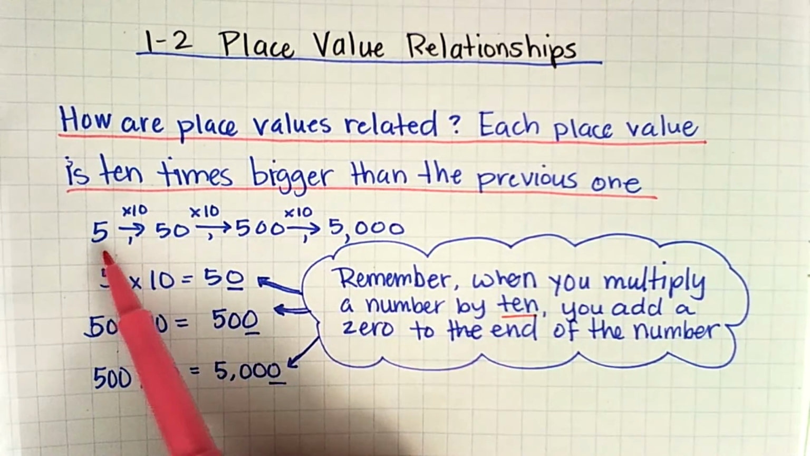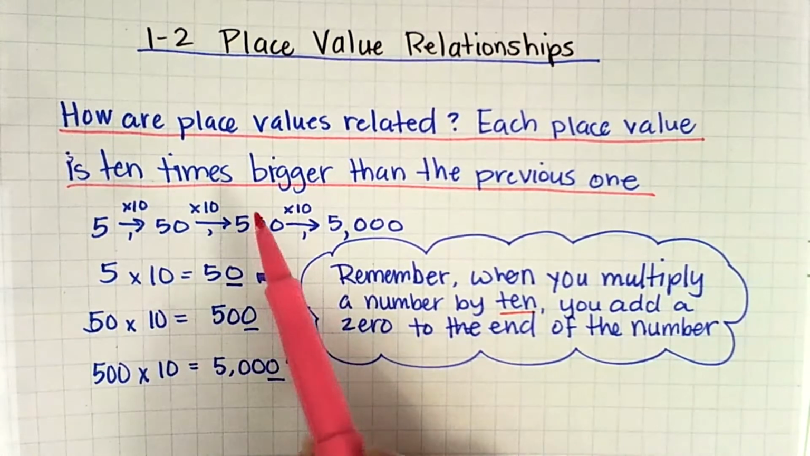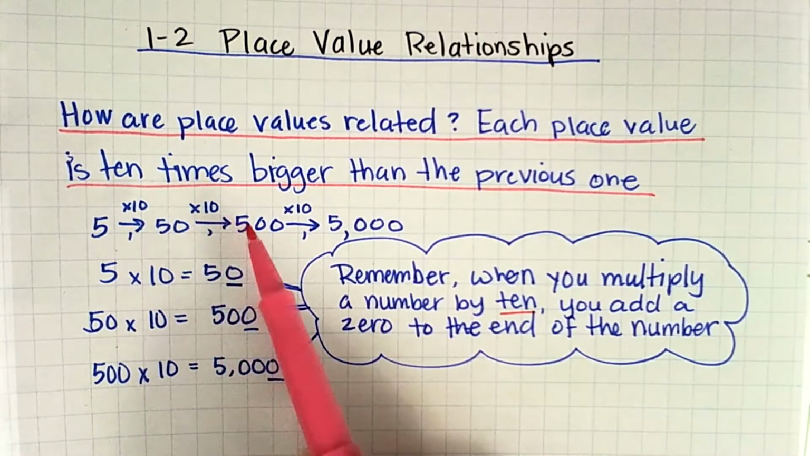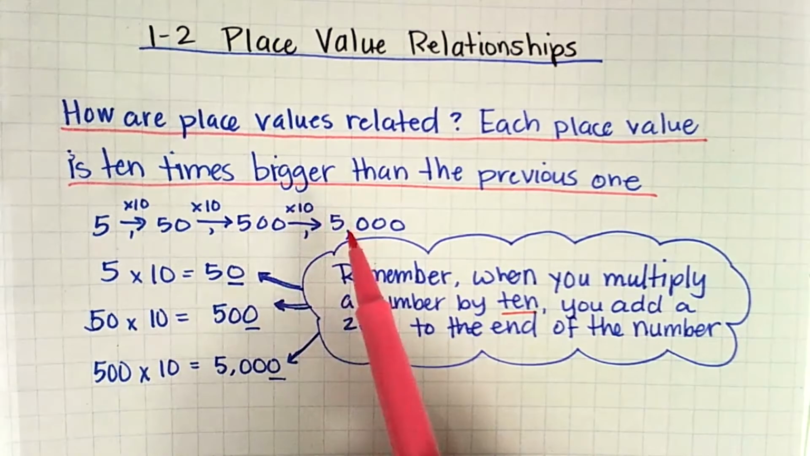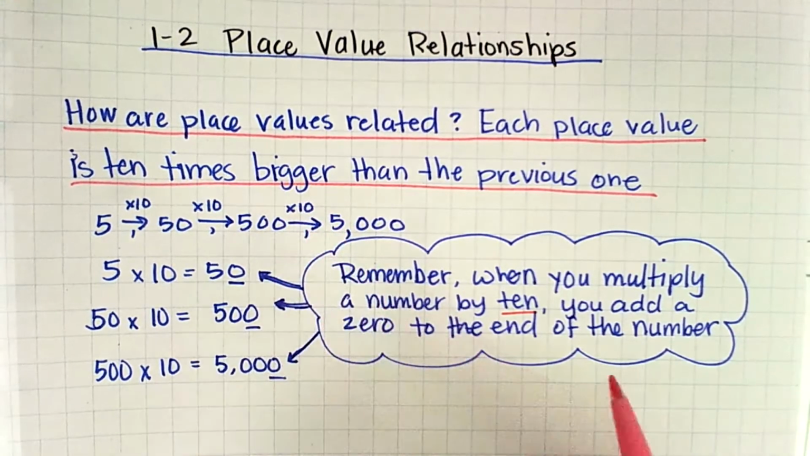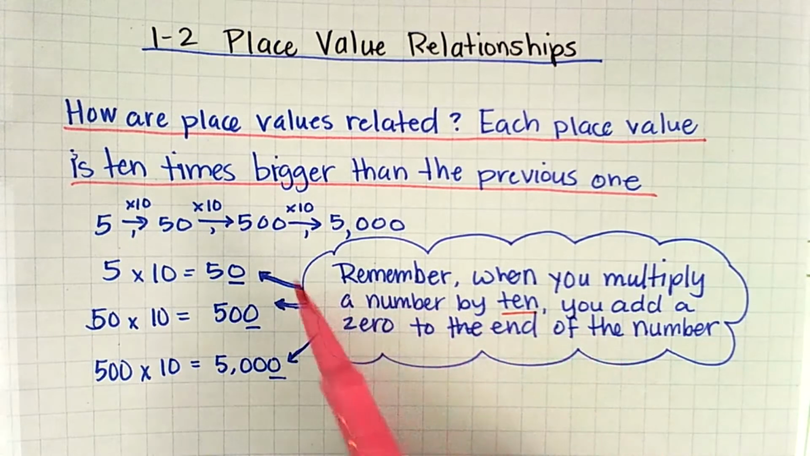So this is a 5 that's just in the ones. 50 is 10 times that, that's in the tens. 500 is 10 times 50. When we go from the tens to the hundreds, we multiply by 10. When we go from the hundreds to the thousands, we multiply by 10. So remember, anytime you're multiplying a number by 10, you're adding a 0 to the end of that number.